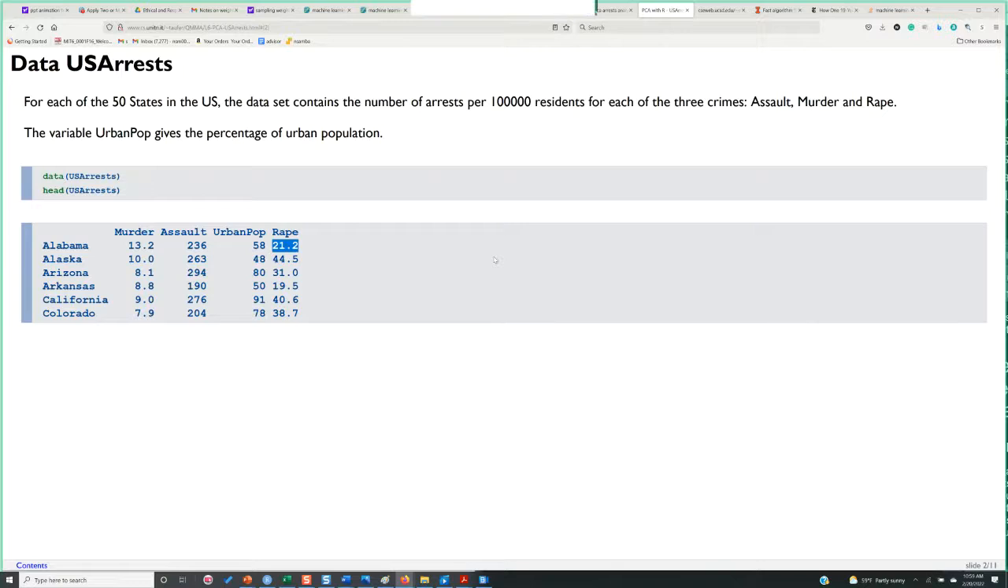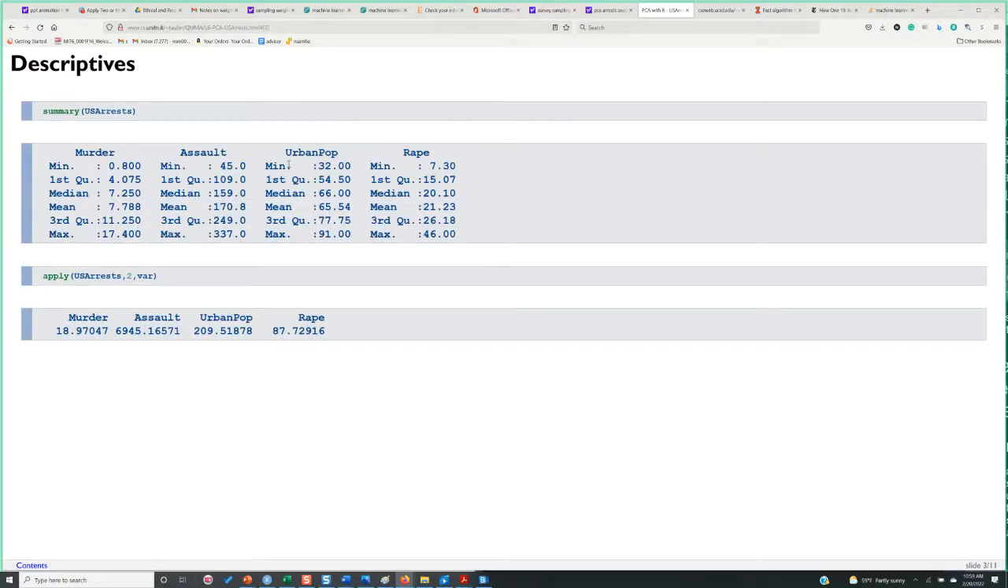Okay, but possibly there are only 2 dimensions. They are already showing us 4 dimensions, right? Perhaps only 2 dimensions. Let us see what it is. So let's just ask for summary, and it gives you all these minimum, maximum, all those things. But I can also do the variance using the apply function. The second argument, 2, means by column: USArrests, 2 means column, and what kind of function you want to apply, variance. So if I do the variance-covariance matrix for this, these will be the diagonal values. Agreed?